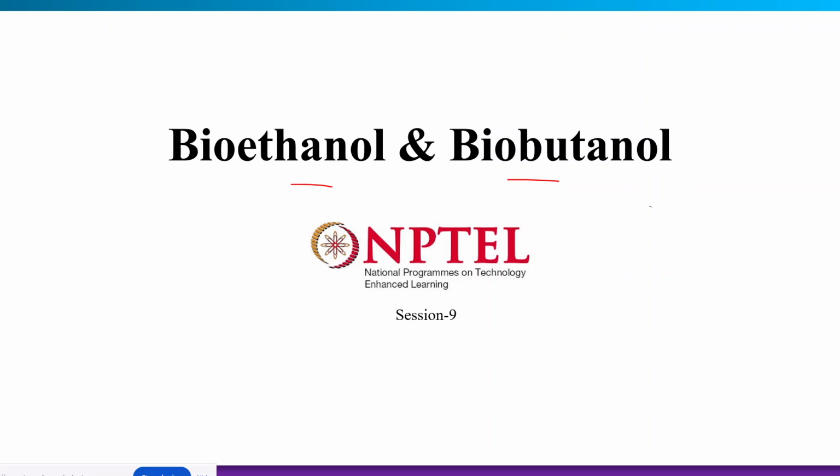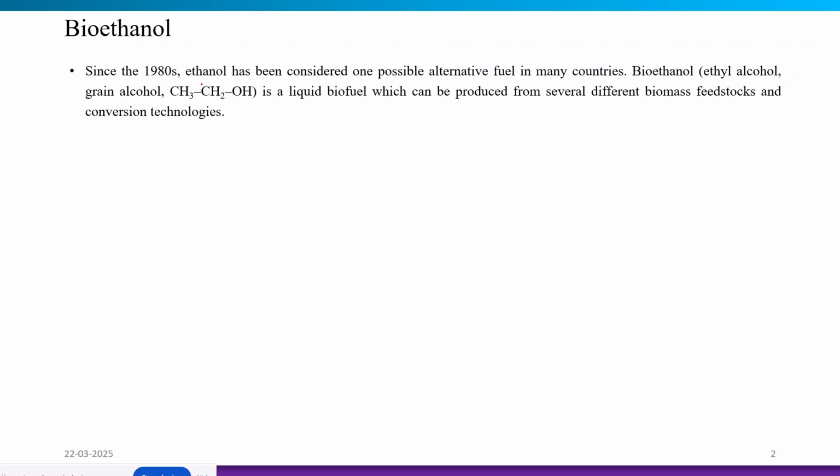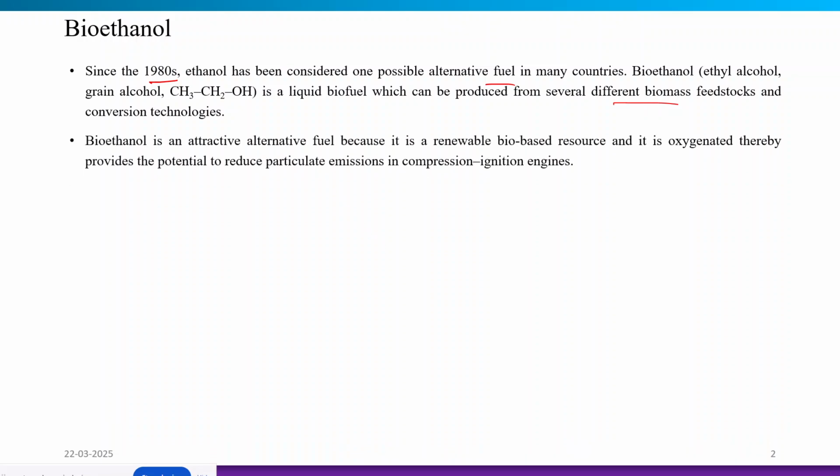So, starting first, we will be discussing the bioethanol part. Since the 1980s, ethanol has been considered one of the possible and very potential alternative fuels in many countries. Now, we are considering bioethanol, which is nothing but ethanol derived from biomass sources, that is C2H5OH. It is a liquid biofuel derived from various biomass feedstocks using various conversion technologies.